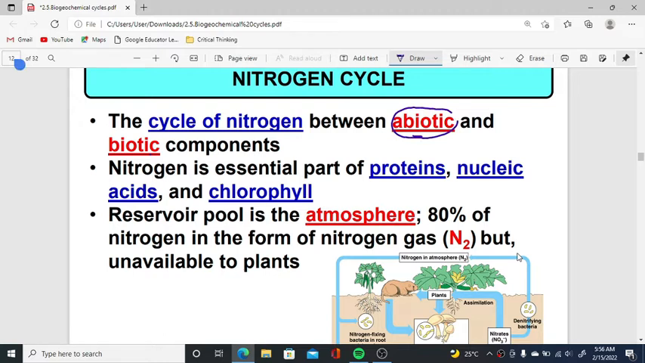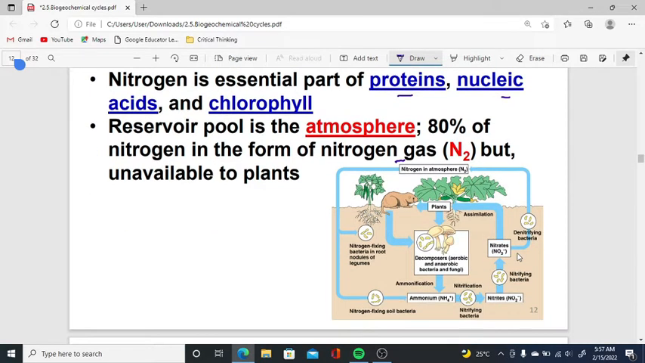Okay, nitrogen is essential part of protein, nucleic acid and chlorophyll. So kita akan jumpa nitrogen dalam protein, dalam nucleic acid dan juga dalam chlorophyll. So reservoir pool is the atmosphere, sama macam carbon dioxide. So ada 80% of nitrogen in the form of nitrogen gas. Dekat atmosphere ada sangat banyak nitrogen gas, but unavailable to plants. Dia bukan macam carbon dioxide tau.